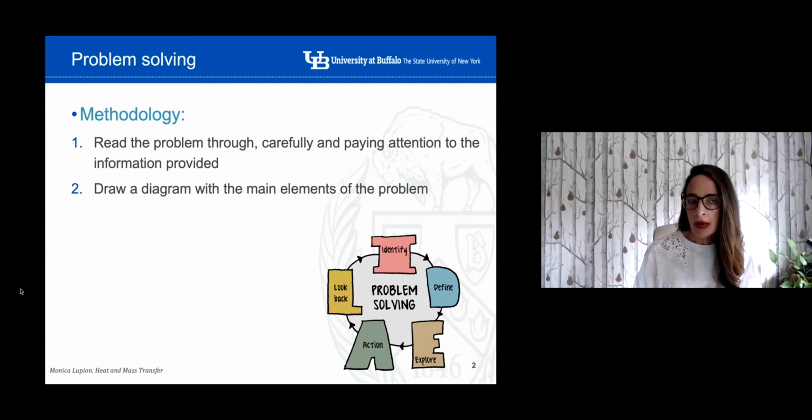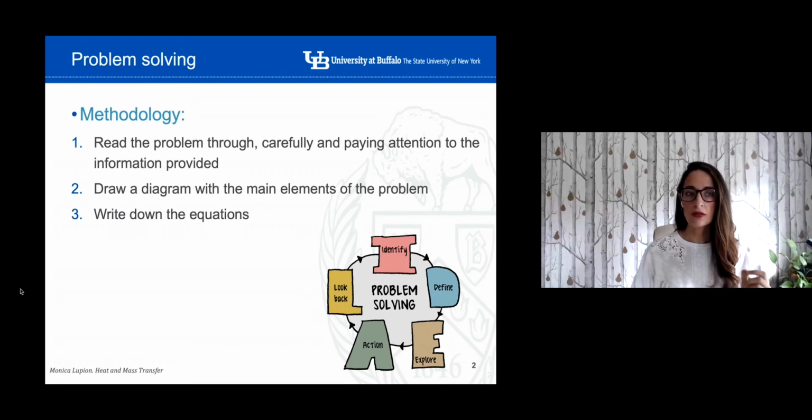Then my recommendation is to draw a diagram with the main elements of the problem, so you have a clear idea about the information that is provided and the parameter that you need to calculate. If there is some specific information about the geometry, for example, write it down. Do not forget to write down the equations, because if you make a mistake during the calculations, I'm going to put more emphasis on the equations than on the calculations.